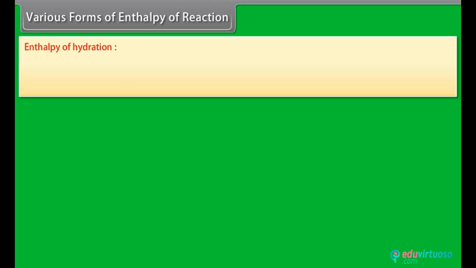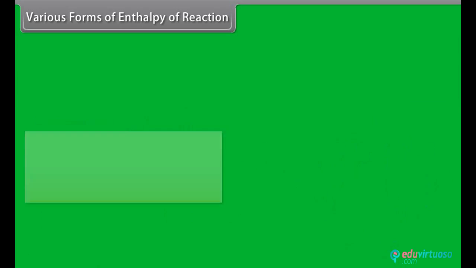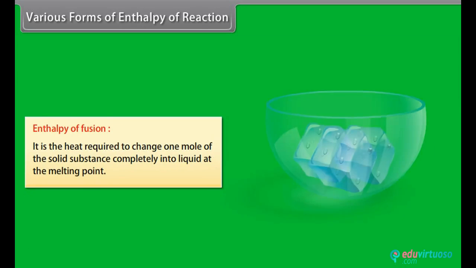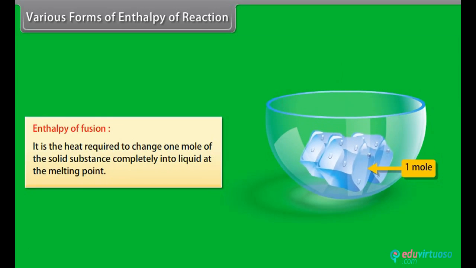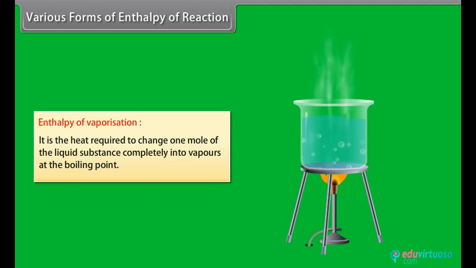Enthalpy of hydration. It is the heat change occurring when 1 mole of anhydrous substance undergoes complete hydration. Hydration is an exothermic process because it involves the bonding between the water molecules and central metal ion. Enthalpy of fusion. It is the heat required to change 1 mole of the solid substance completely into liquid at the melting point. Enthalpy of vaporization. It is the heat required to change 1 mole of the liquid substance completely into vapors at the boiling point.